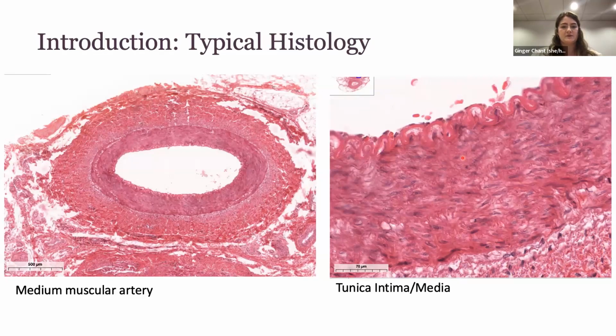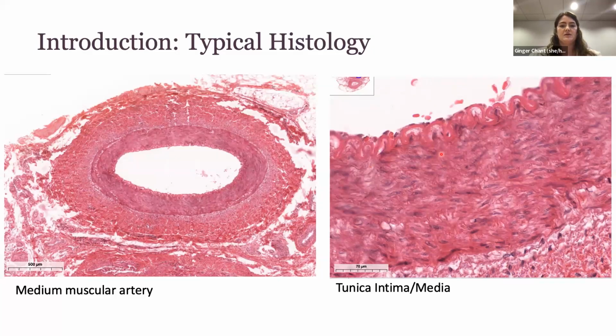So both of these images are hematoxylin and eosin. And as you can see, it's pretty uniform on the left. So this is a median muscular artery, which is a renal artery. The area in the middle is the lumen, doesn't appear to be occluded. It's uniform. There isn't any bulging of any part of that artery.